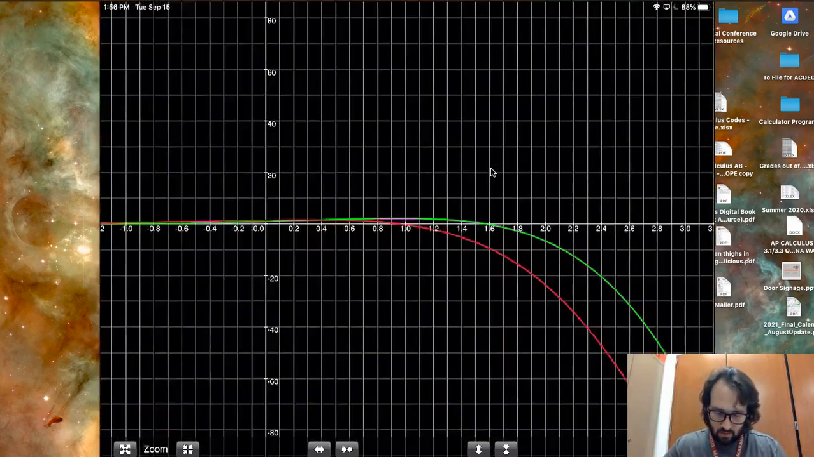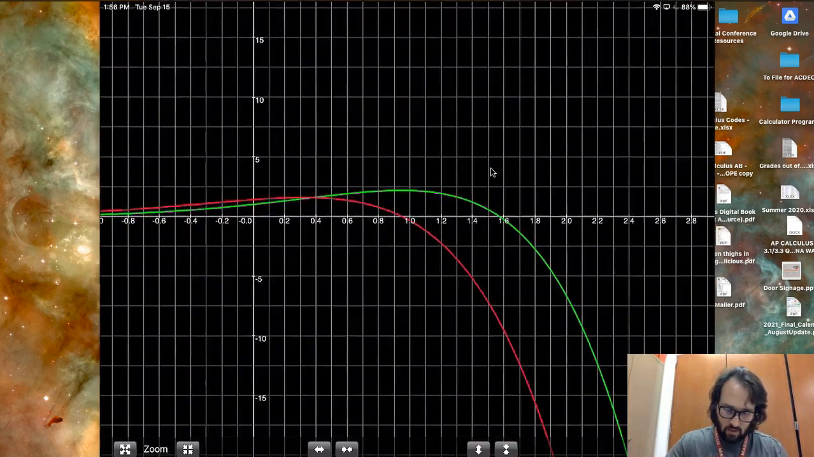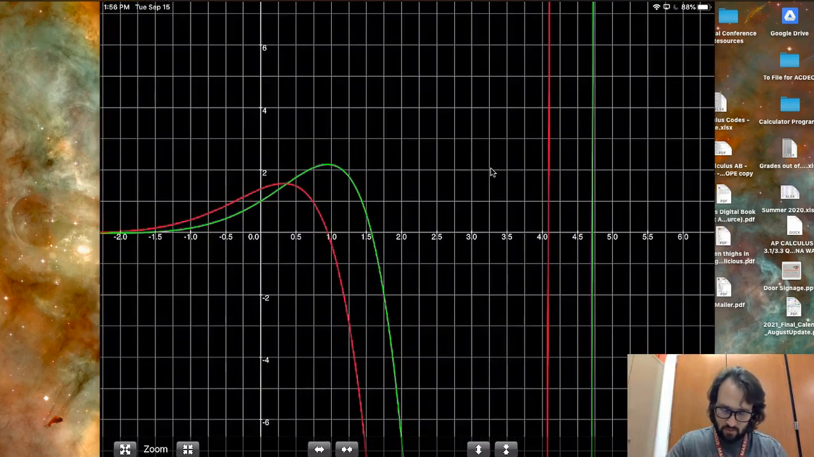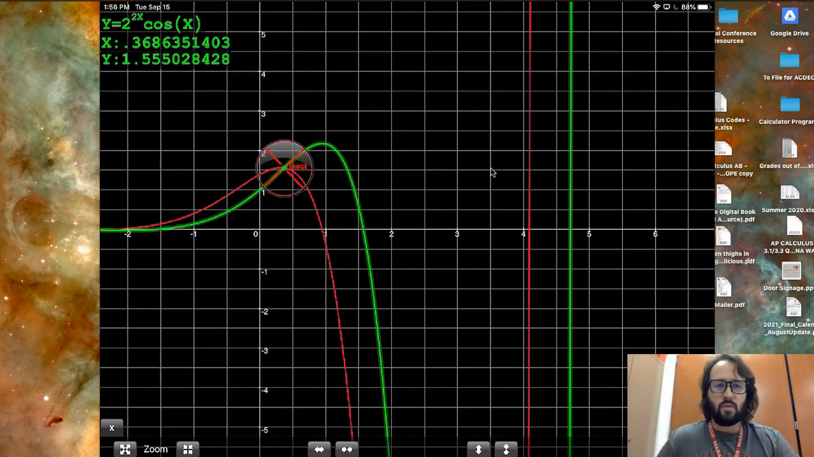Something else that's kind of cool is if I wanted to figure out where the derivative is equal to the function itself, that would be when x equals 0.3686 there, right? So that means the slope is equal to the y value of my original function. So that's kind of a cool thing to note as well.